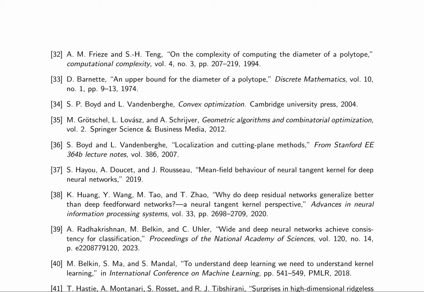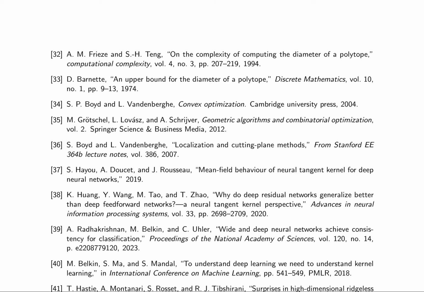Here is a combined summary of pages 25 and 26 of the research paper. The paper cites various works in convex optimization, geometrical algorithms, and combinatorial optimization, specifically referencing Fries and Teng's work on computing the diameter of a polytope, 32, and Barnett's upper bound for the diameter of a polytope, 33. The authors also draw from Boyd and Vandenberghe's convex optimization, 34, and Grötschel, Lovász, and Schrijver's geometrical algorithms and combinatorial optimization, 35.